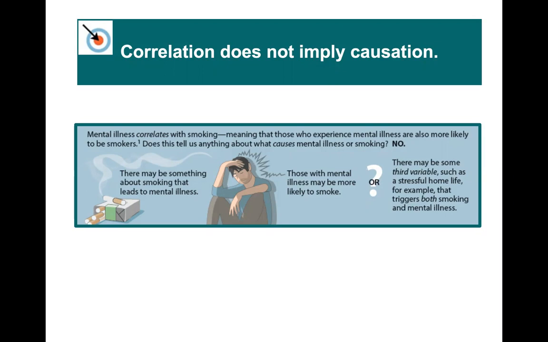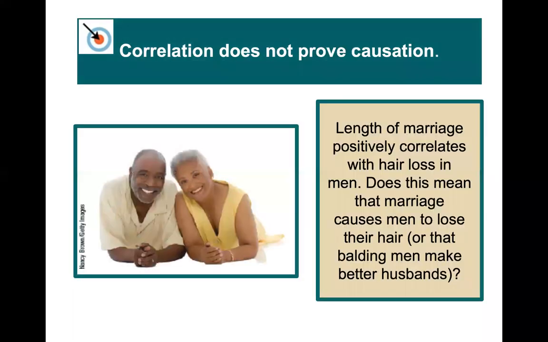Those with mental illness may be more likely to smoke, or there may be some other third variable, such as a stressful home life or something completely, we're not even thinking about that triggers both smoking and mental illness. Some other third variable that's often really hard to identify could be the causal factor for both of those things, both mental illness and ending up smoking. Again, correlation does not prove causation.